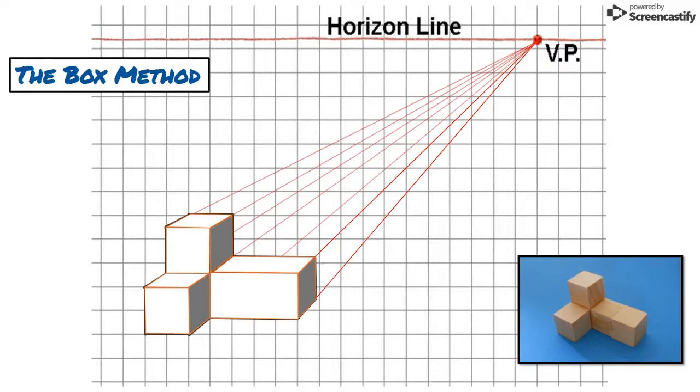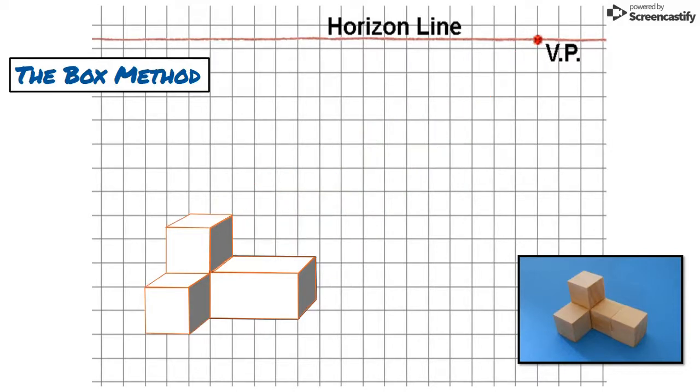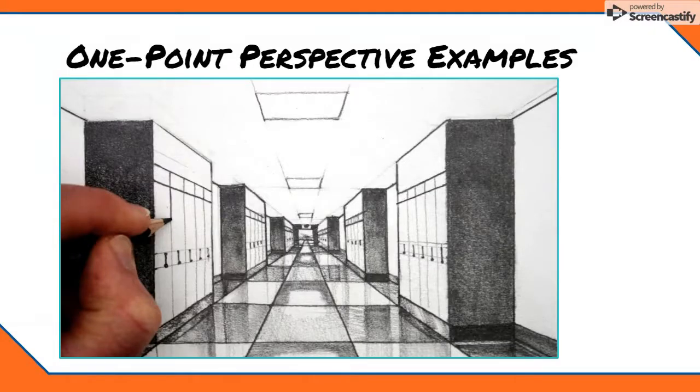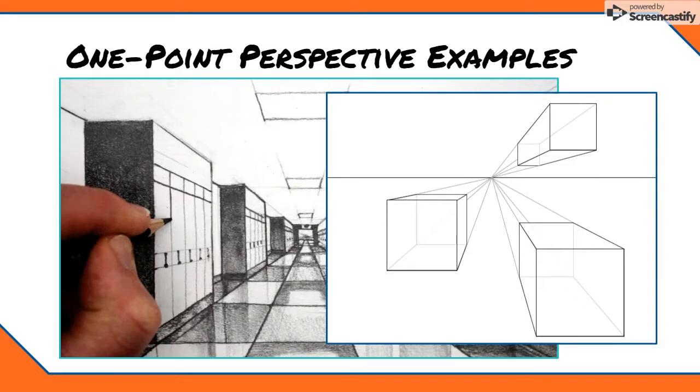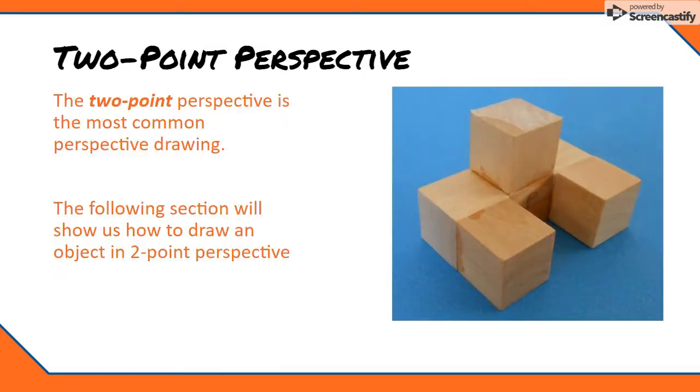Now you can use tonal shading to enhance the appearance of the perspective sketch and create an even more realistic representation. Finally, erase the perspective lines so that only your drawing remains. Indoor spaces are typically drawn in one-point perspective, but these can be used for all kinds of objects. The two-point perspective is the most common perspective drawing. The following section will show us how to draw an object in two-point perspective.